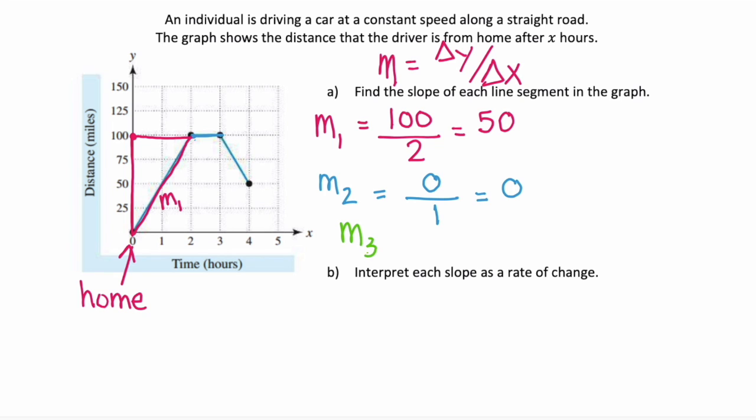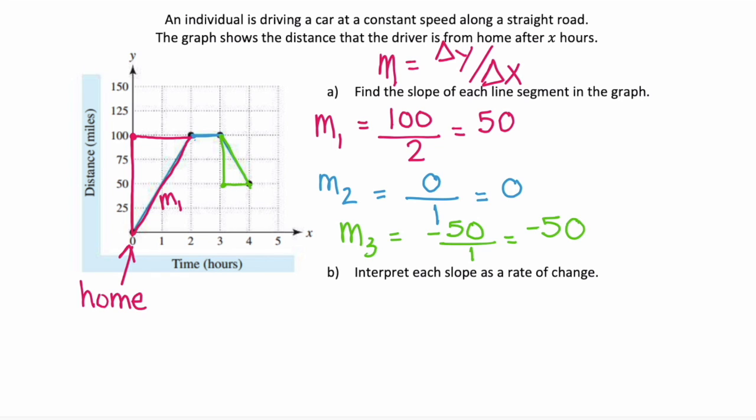And let's look at the third section. Here, our y value is going from 100 miles to 50 miles, so it changes by negative 50. It decreases 50. And our time goes from 3 to 4, which is an increase of 1 hour. So our slope here is negative 50.